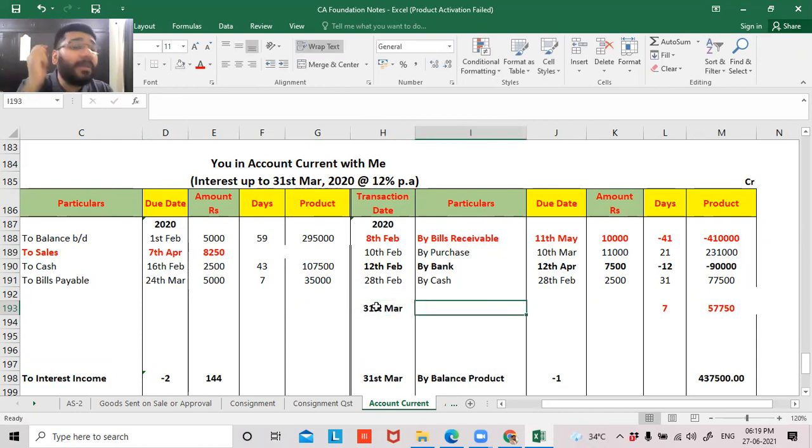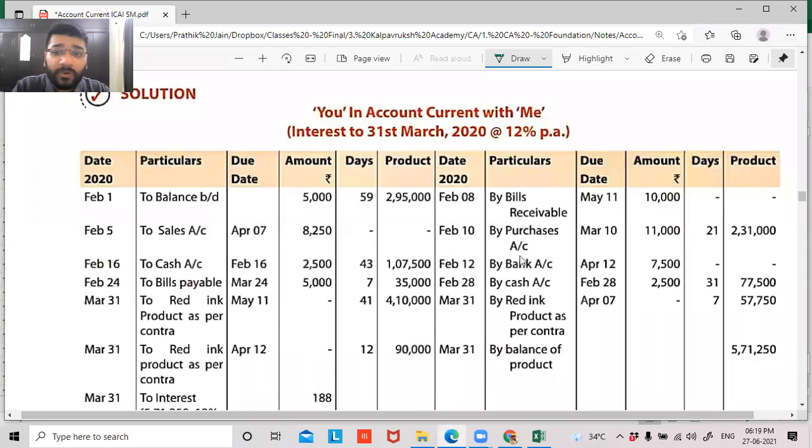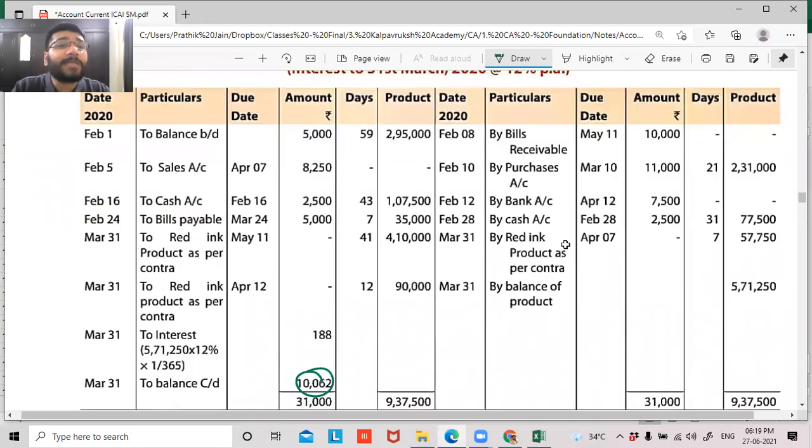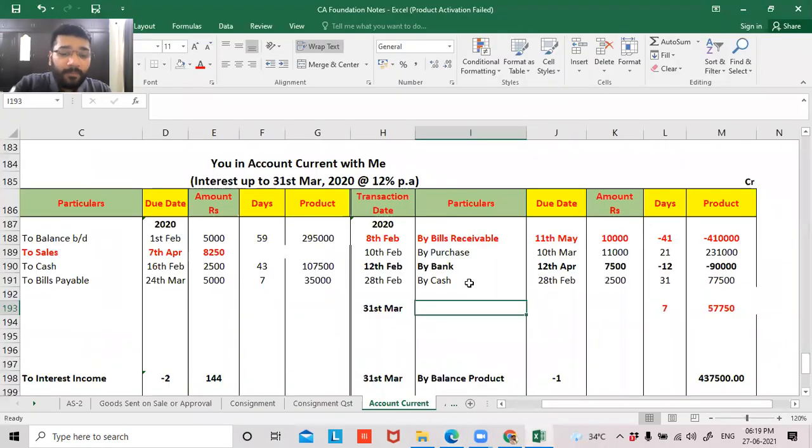And I have to mention something in particulars. Some name I have to give. That is called red ink product as per contra. By red ink product as per contra. Are you getting what is happening here?